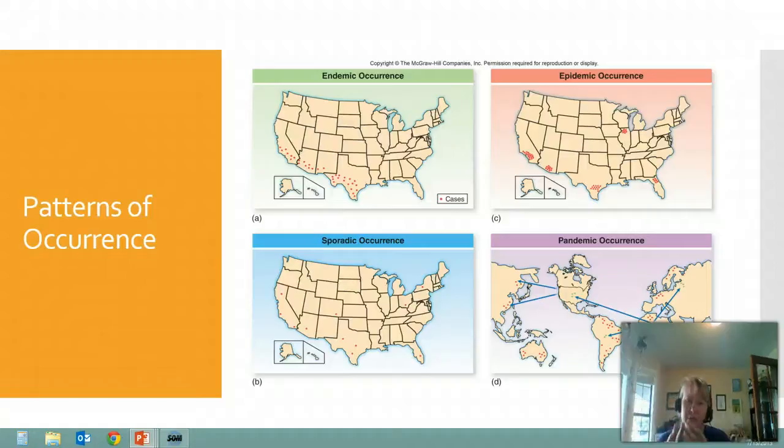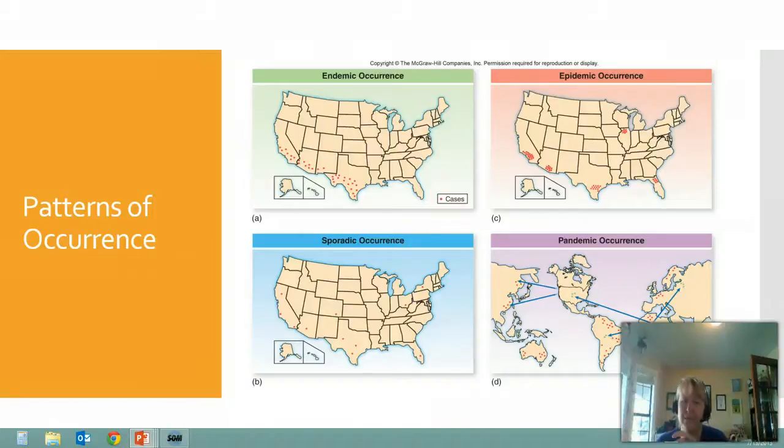These two are both regionally specific, endemic and epidemic, but then we have sporadic occurrences, and these can actually be the beginning of an epidemic, or they can just stay sporadic and they just pop up and we don't really know how they all came into contact with each other. These are where we just have random cases spread out across a large geographic area. So it's important to understand how that works.